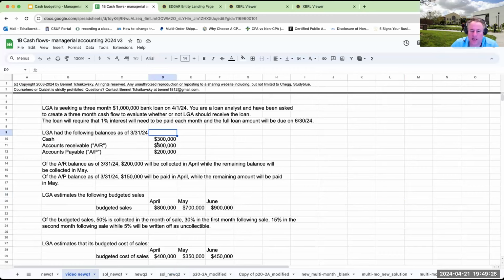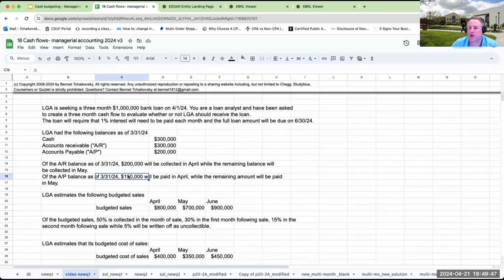It says we've got cash of $300,000, accounts receivable, accounts payable. And this is as of March 31st, right? The dates are very important. Then it tells us of the AR balance, 200,000 will be collected in April. The AP balance, 150,000 will be paid in April, while the remaining amount will be paid in May.